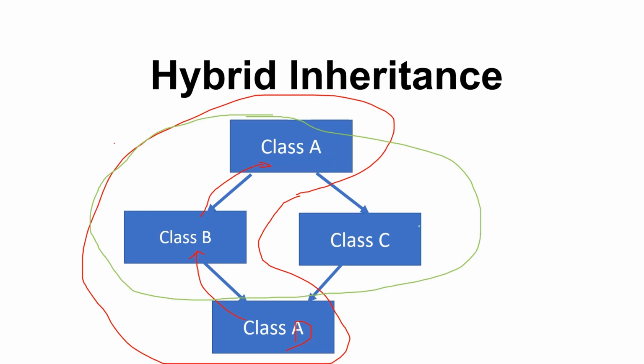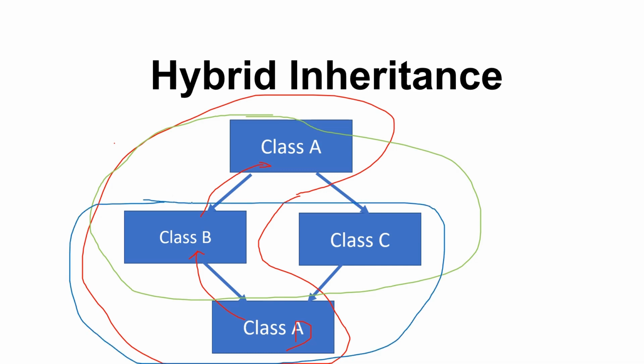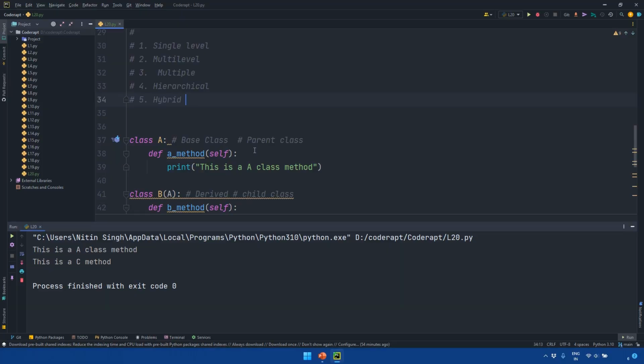And also if you notice here, let me change the color of my pointer. You can also notice that we have multiple inheritance, right? So we have three types of inheritance in this single structure. So this will become a hybrid inheritance. All I want to tell you here is that if we have two or more types of inheritance in a single structure, that will become a hybrid inheritance. So I hope now you understood what hybrid inheritance is. So let's see it with the code now.